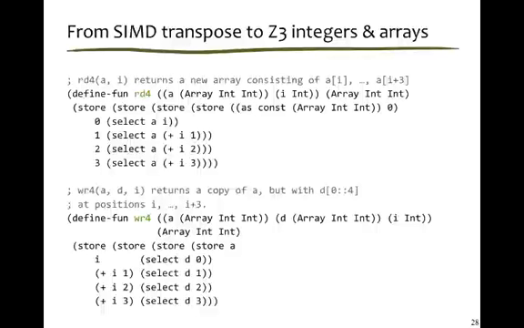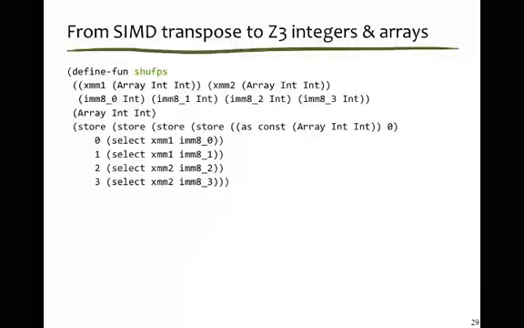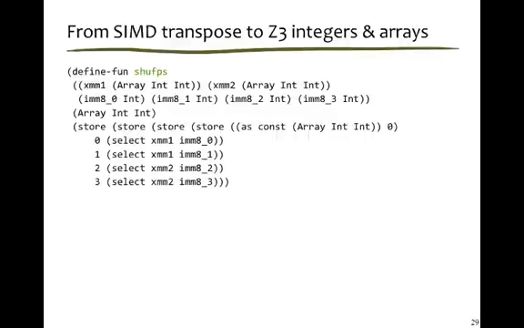So it creates a new array. The first copy of A contains D0 at index I. The second copy contains the first copy, and so on and so forth. So it's just a little functional cascade that returns copies until you get what you want. Straightforward. The shove PS instruction, again, is just a very straightforward implementation of the semantics. That's it.